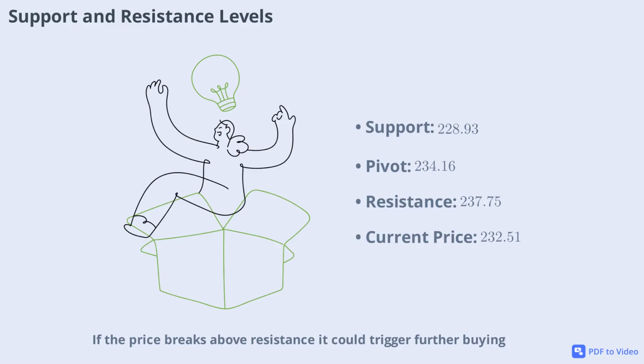If the price breaks above resistance, it could trigger further buying, while a drop below support may lead to more selling. These levels often act as psychological barriers and can influence trading behavior. Let's see how Mu has reacted to these levels recently.